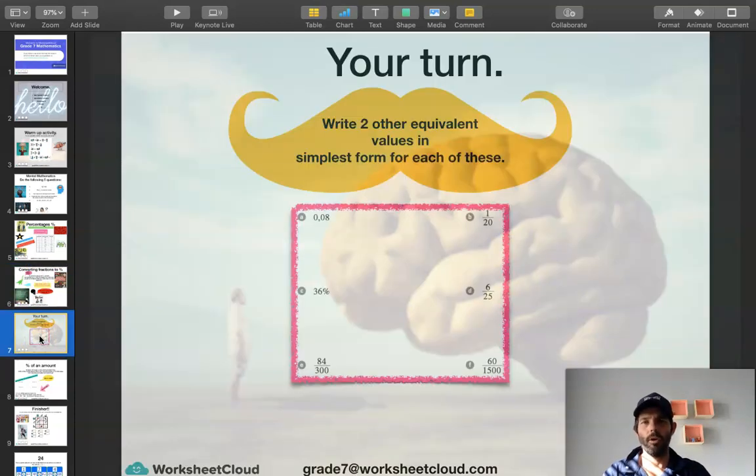Okay, so I've got 6 conversions for you to do. So there's either a decimal, a fraction, or percentage in each one. So if there's a decimal, I need to know the equivalent fraction and percentage. If there's a fraction, I want to know their equivalent decimal and percentage. And if there's a percentage, I would like to know their equivalent decimal and fraction. So off you go, have a look at the previous slides, read the notes that are on there to help you out, and let's see how you guys go.